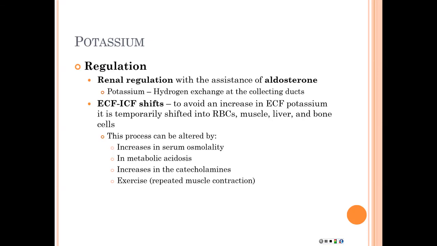And you also have what's referred to as the ECF-ICF shifts. Again, because we have to so closely regulate potassium, you can see these shifts between the ECF and ICF. This happens primarily in red blood cells, muscle, liver, and bone cells. So in this process, you can have the cells shift places. Again, it's a potassium hydrogen shift, so it will affect pH, but you can move potassium in and out of the cells depending upon changes in concentration.